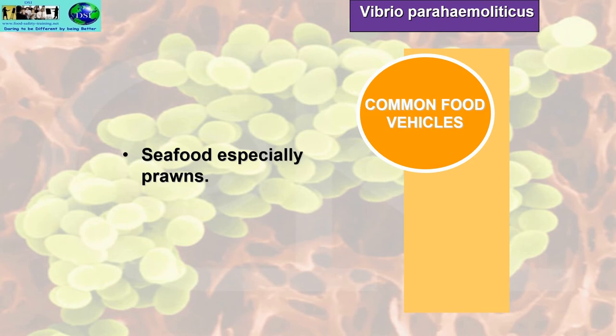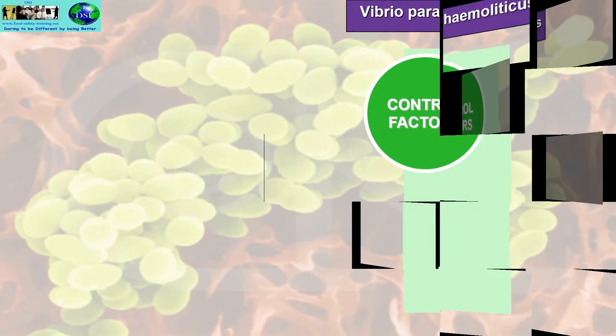So if you are looking at putting seafood on the menu, make sure you know the provenance of the seafood, where it comes from, where it's grown, and make sure it's not anywhere near any industrialised areas.